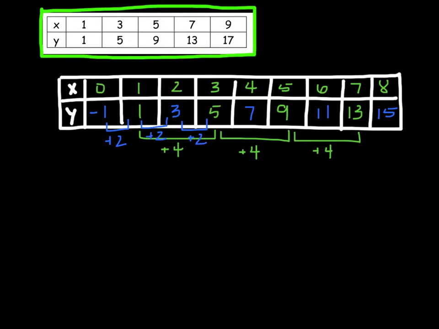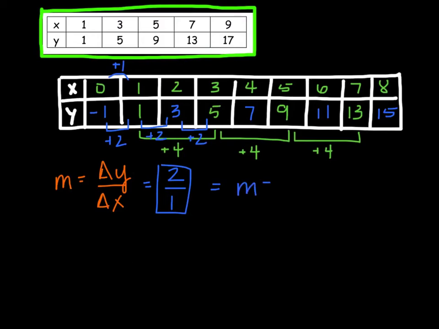Now again, to find my change in y over my change in x, or my slope, I'm looking at how the y values change versus how the x values change. So my y values here are actually increasing by 2, so it's a positive 2. And my x values are increasing by 1. I simplified it down to 1. So the slope then this time is 2 over 1, or just 2. So our m is equal to 2.